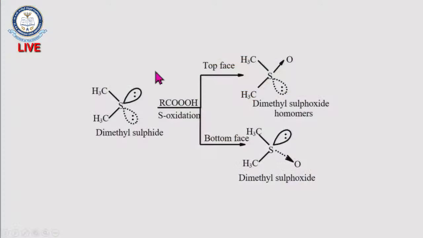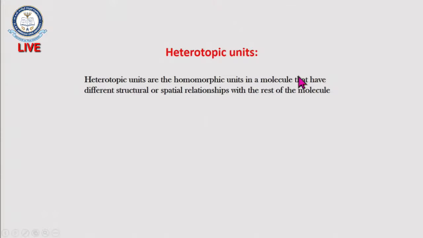Now you can apply these homotopic faces to lone pair electron compounds also. Generally, you can see in dimethyl sulfide, the sulfur heteroatom carries two lone pairs of electrons. These two lone pairs are said to be the homotopic faces. Here also, upon sulfur oxidation, we get the oxide derivative, and both products obtained are homotopic. Then we go to the heterotopic units or heterotopic ligands.